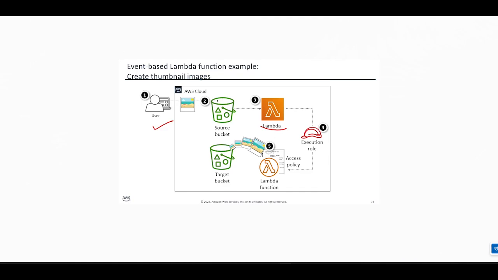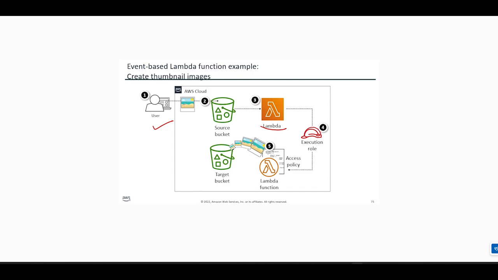So based on the event that the Lambda function received, it knows that the source bucket has a new object, and then the Lambda function reads the object, and in this example it creates a thumbnail by using some graphic libraries, and then finally saves the thumbnail to the target bucket. We are doing something similar, but let's first look at the Lambda function and creating a new bucket.